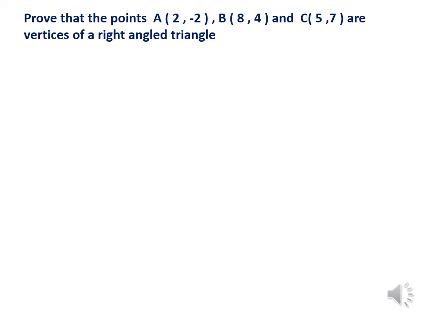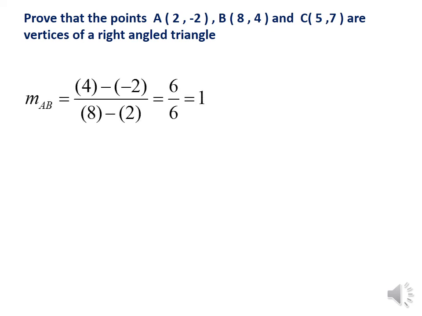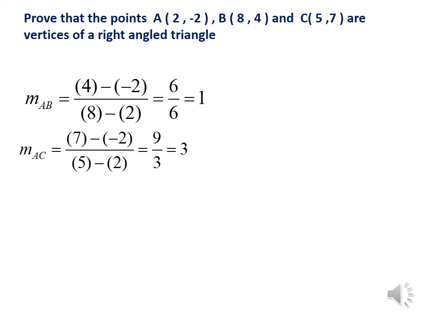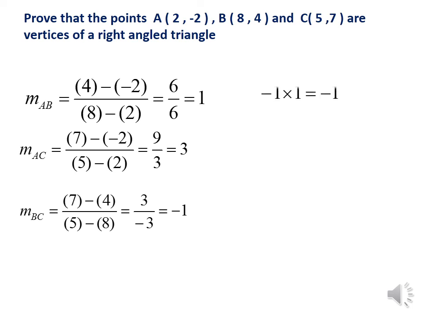Prove that ABC is a right angled triangle using slope. First, find the slope of AB. Apply the rule, it will be 1. Find the slope of AC, also applying the rule, it will be 3, and the slope of BC will be negative 1. That means we find the slope of the three sides of the triangle. Then the product of any two slopes will be negative 1. That means we have a right angle. Negative 1 times 1 is negative 1, that means AB is perpendicular to BC. Finally, the triangle is right angled.